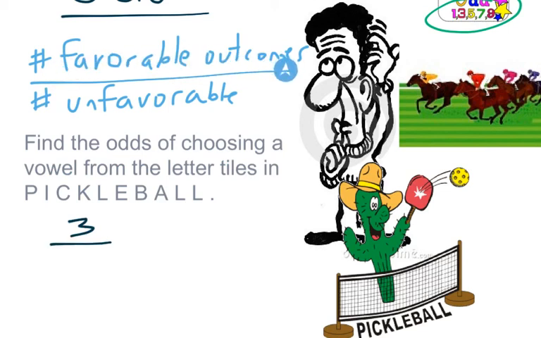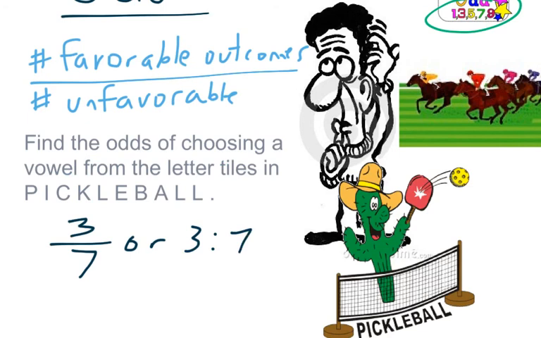And the number of unfavorable would be all the letters that are not vowels. For instance, the P, the C, the K, the L, the B, the L, the L. So that should add up to 1, 2, 3, 4, 5, 6, 7. So 7 are not vowels. Or they would be consonants, right? So 3/7, or I can write it 3 to 7, as odds are typically written using a colon. And that would be the odds.